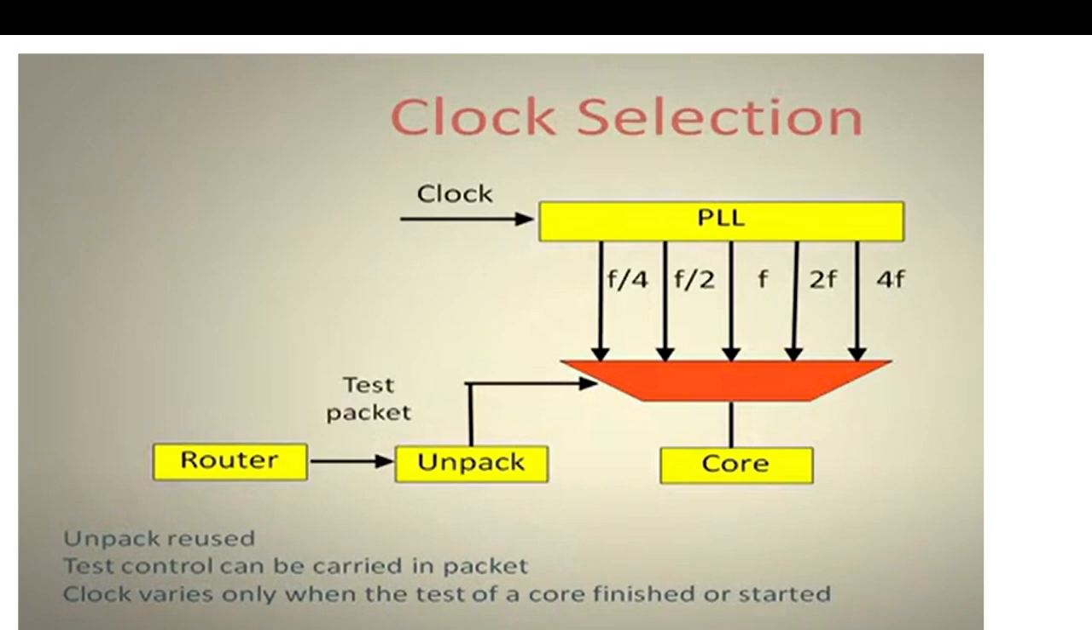This is clock reuse. The PLL, phase lock loop, generates multiple clock frequencies. This multiplexer selects one frequency and it is applied to the core. So in clock reuse, test control can be carried in the packet. The clock varies only when the test of a core is finished or started. So for one complete test of the core, we are saying that we are going to use a particular frequency.